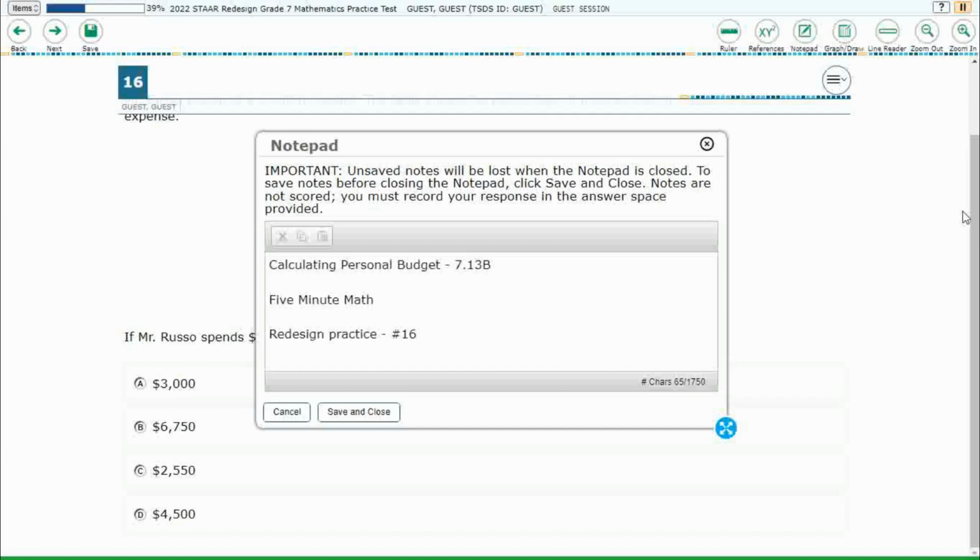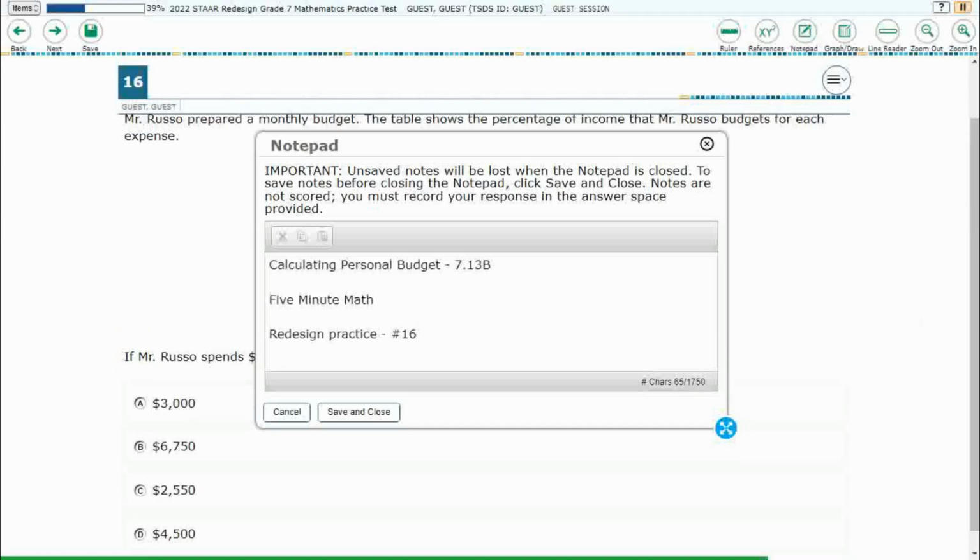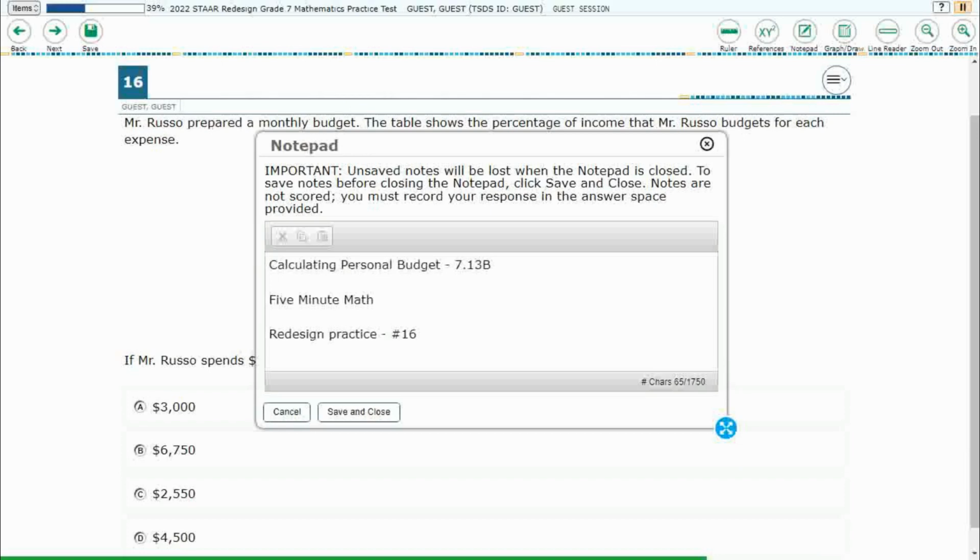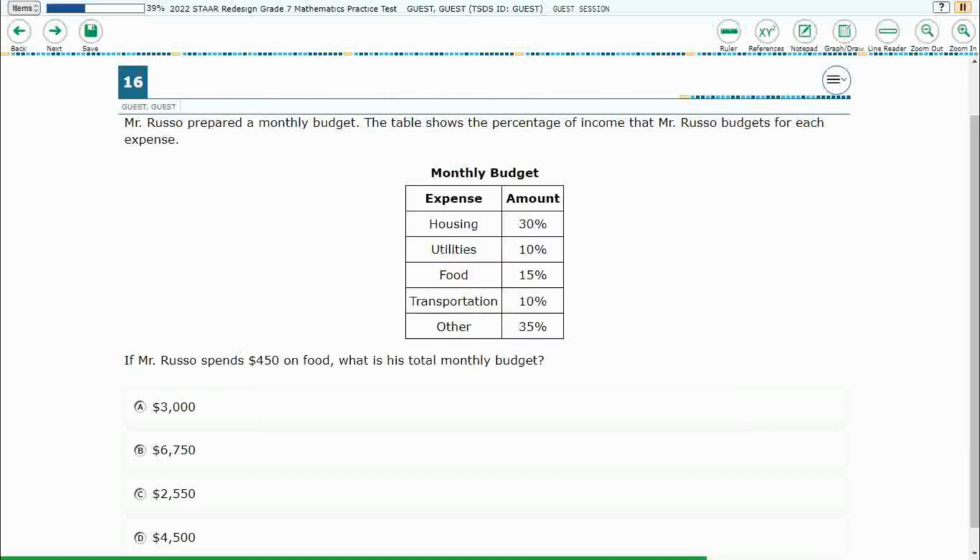Today we are looking at the 7th grade concept of calculating personal budget. This is standard 7.13b in the great state of Texas, and we are using item number 16 off the Redesign Practice Online STAAR test. If you haven't done so already, please go ahead and take a moment to pause the video, work this problem out on your own, unpause it, and we will look at our answers together.